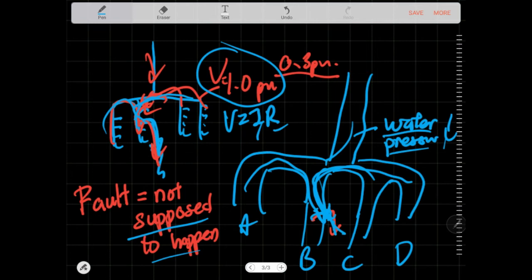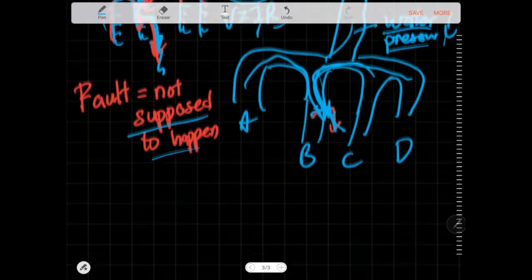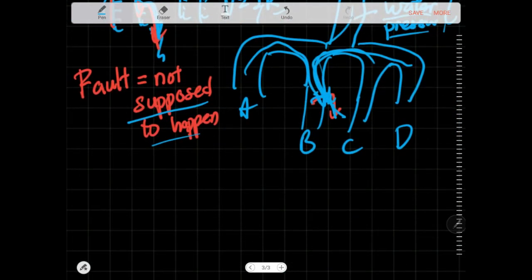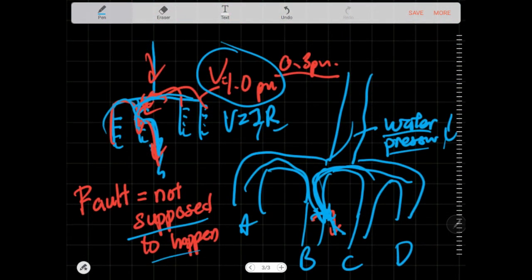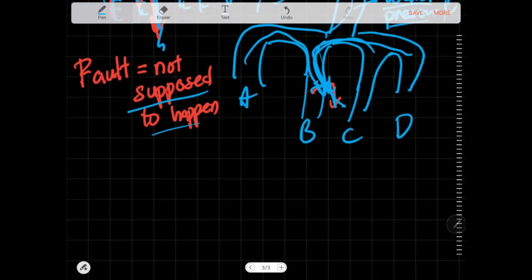So these are the two main things, which are under voltage and under frequency. These are the two things that we want to curb as much as possible in protection to be able to maintain our system as healthy and as whole as possible.